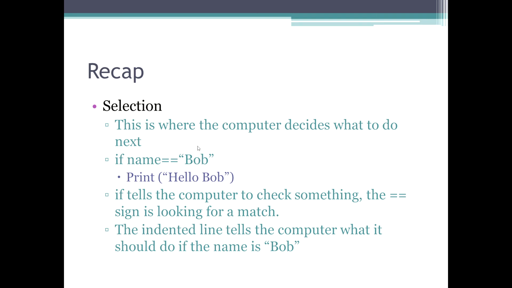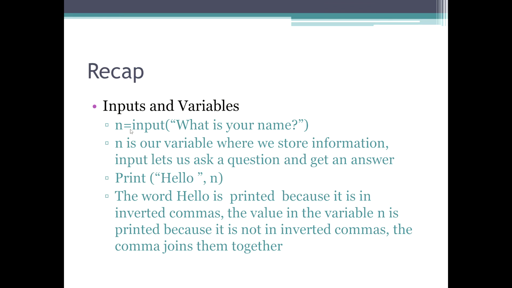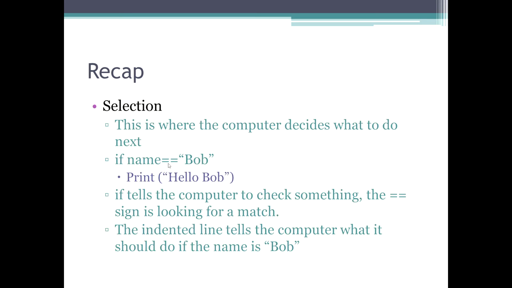So it tells the computer to check something, so that double equals there is checking, does name match Bob? So if we go back a wee slide a second, we get a single equals there, that's when we're setting values. So n equals input, what's your name? We are setting that value of n with a single equals, and the double equals here is used to check if a value matches. And the indented line is what is going to happen if that condition is met. So in this case, if name is Bob, it is going to print hello Bob, and it will continue on working down, only running any other lines of indented code only if name is Bob.